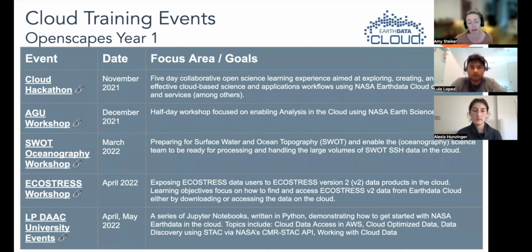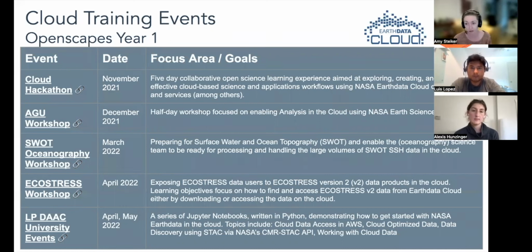The Cloud Hackathon at the top was a really successful cross data center effort that spanned a week of interactive, Jupyter Notebook based tutorials, and also gave the participants a chance to hack and play around with some of their own use cases and needs, building upon the tutorials that we taught.